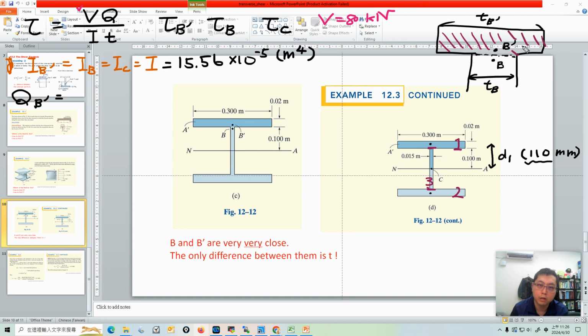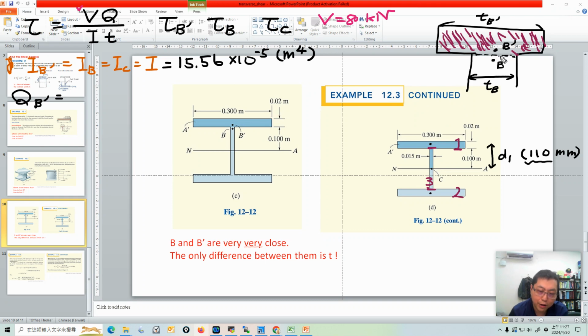So that means you calculate the area here. That's the QB. That's the QB prime. Because right now B and B prime is above the neutral axis, so you calculate the Q above B and B prime. And the problem is what I just mentioned in the very beginning of this problem.